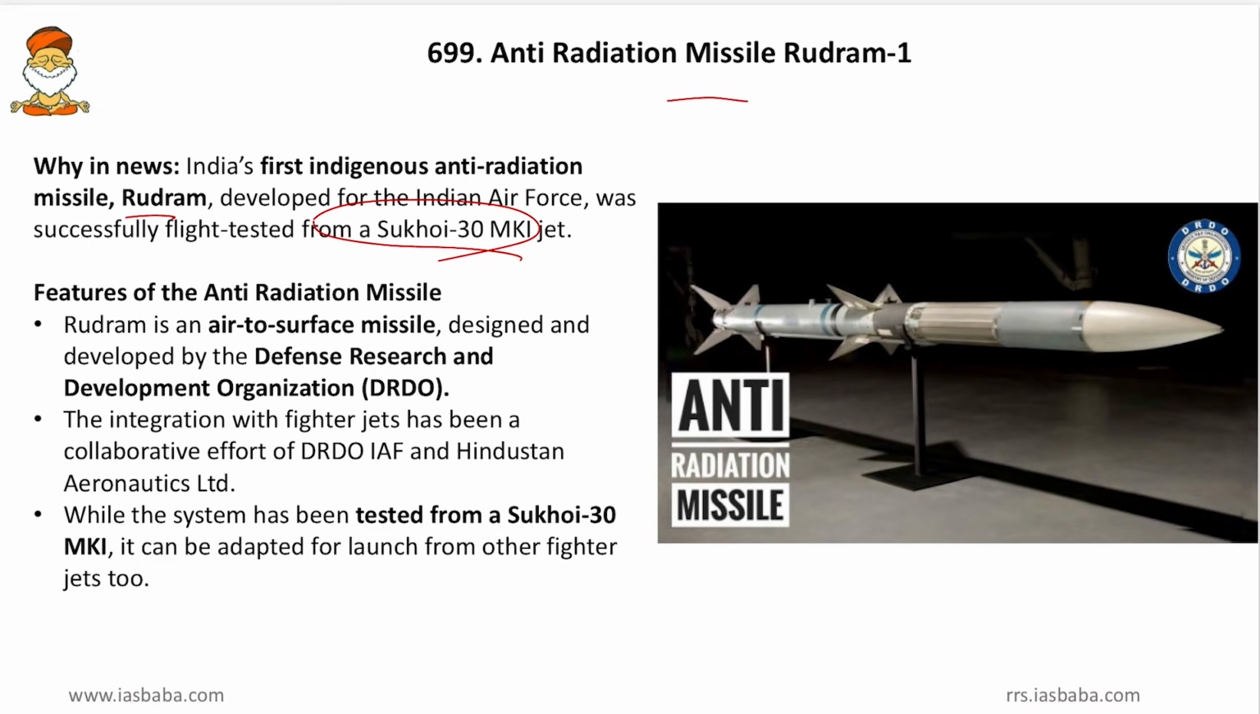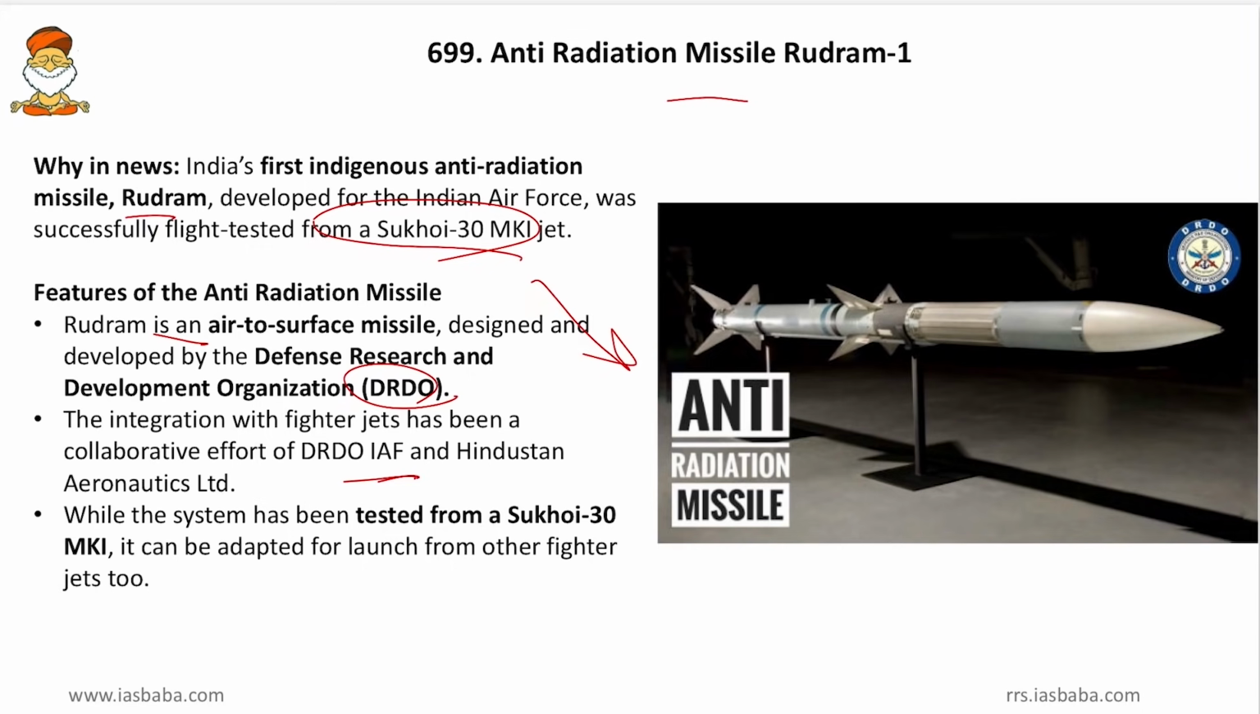Then the features of the anti-radiation missile. Rudram is an air-to-surface missile designed and developed by the Defence Research and Development Organisation. So it was developed by DRDO, and it is an air-to-surface missile. So friends, we have to drop it from the air itself, for testing also. Then the integration with the fighter jets has been a collaborative effort of DRDO, IAF and Hindustan Aeronautics Limited. So DRDO, the Indian Air Force and HAL are collaborating to develop and integrate this system.